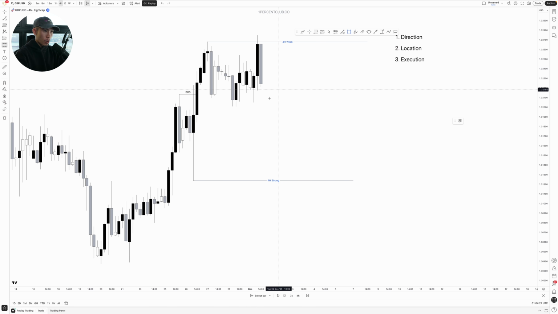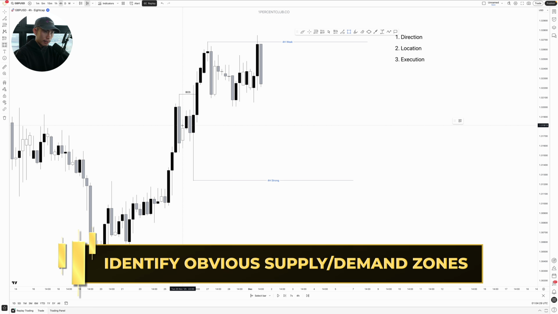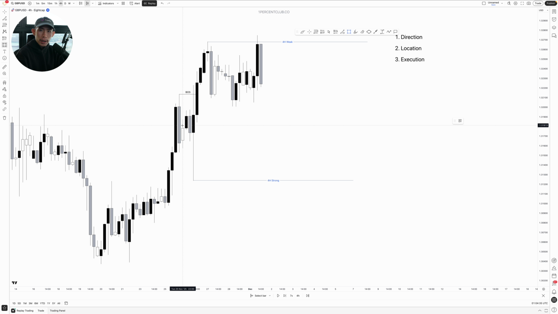And over here, what you want to do is to identify the most obvious supply and demand zones. Okay, so over here, since we want to enter for a buy, we don't care about supply zones, right? Because supply zones are for people who want to enter for a sell. We want to look for demand zones. So you always start from the extreme swing low all the way to the extreme high, right?